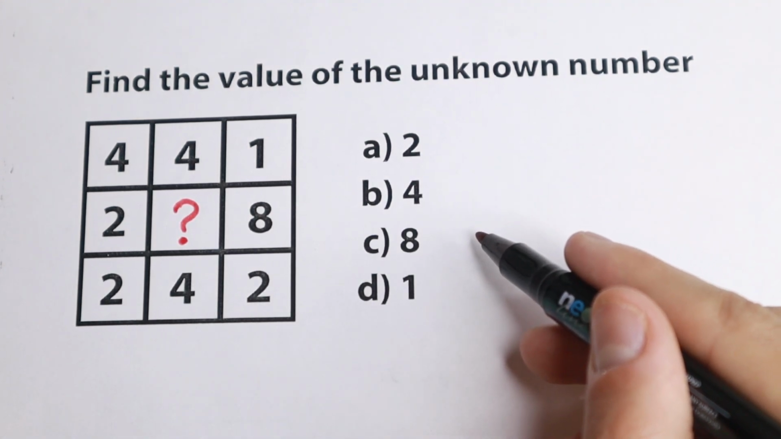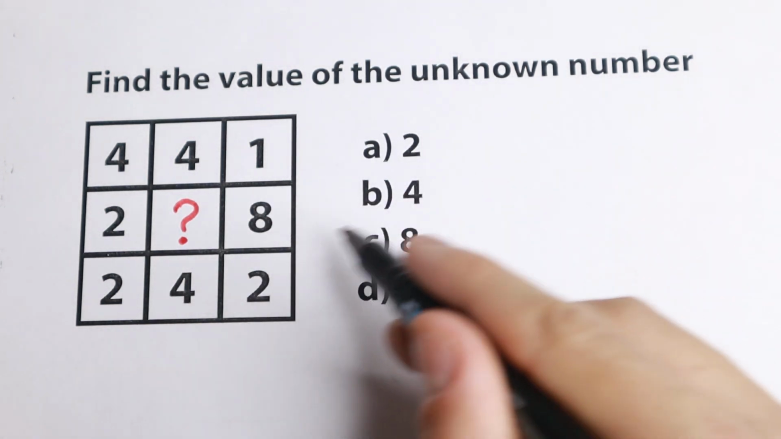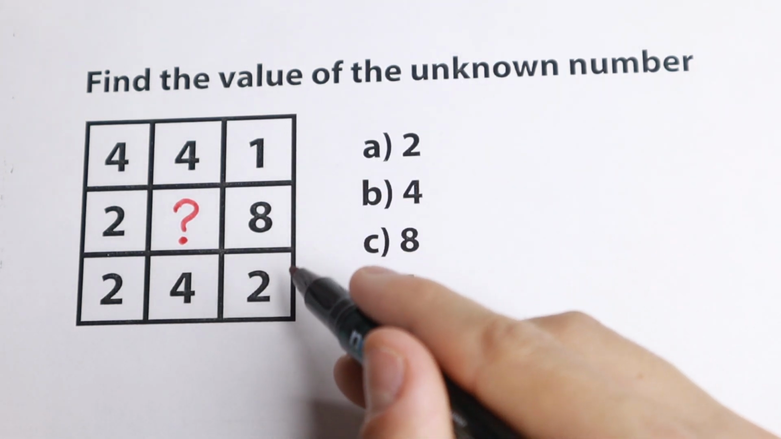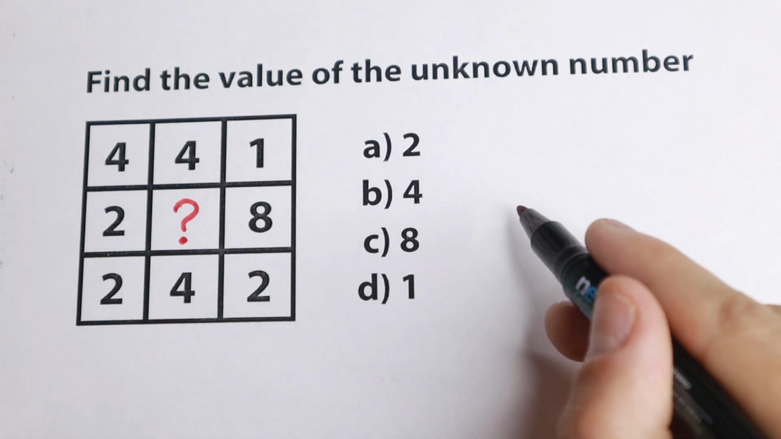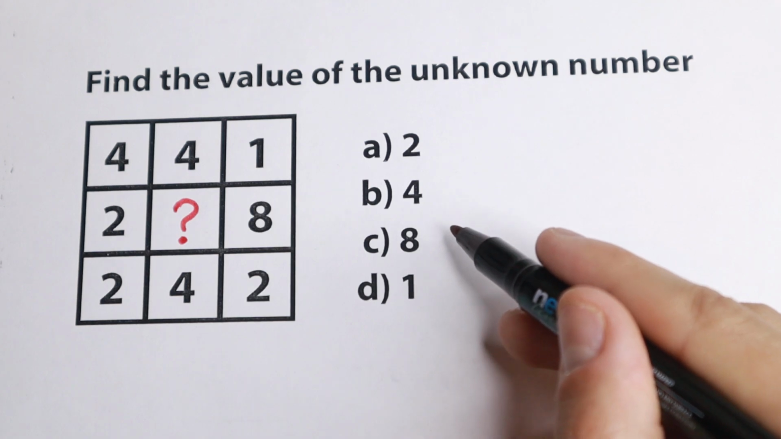Really interesting brain test for you today. We need to find this number in the middle. We have a lot of numbers outside. We have 4, 4, 1, 8, 2, 4, 4, 2 and 2, and we need to find the last number. Right here on the right hand side we have a lot of options. We have A, B, C and D.